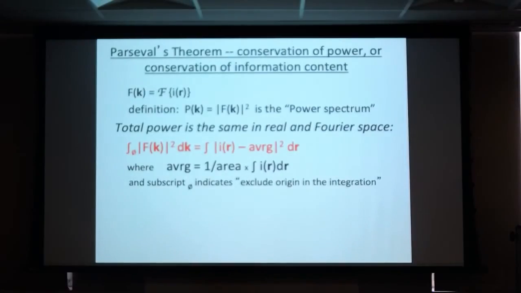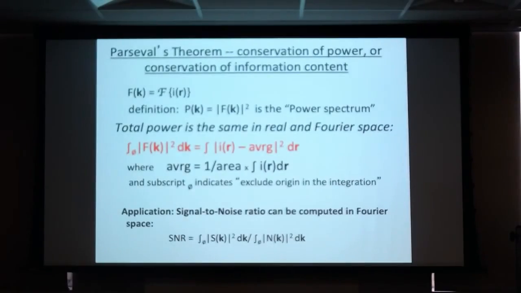So I can integrate over the Fourier transform and just leave out the zero term, and I get the same as by taking the actual definition of the variance. Okay, so the Fourier transform conserves the power, and it's a loss-free operation.